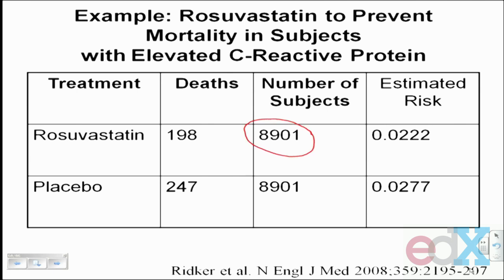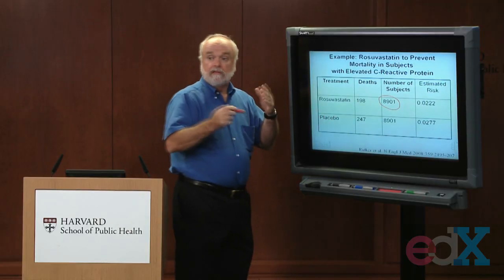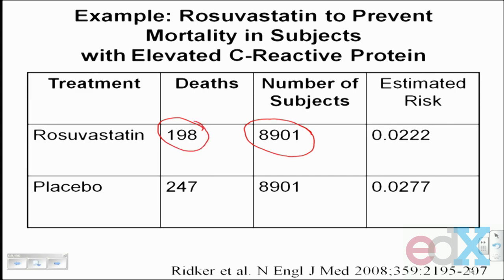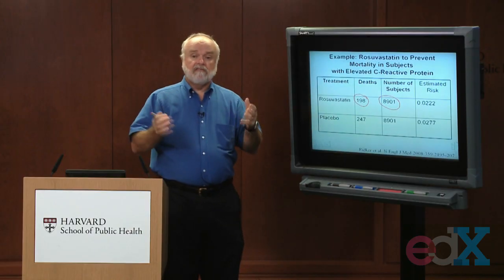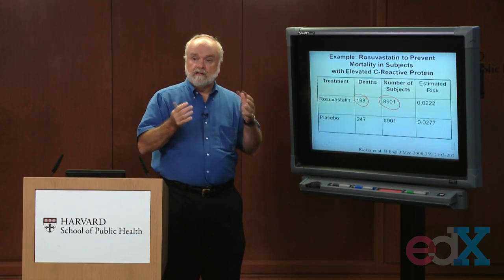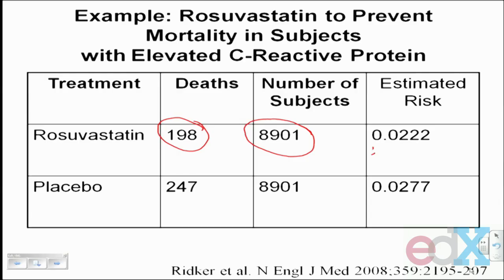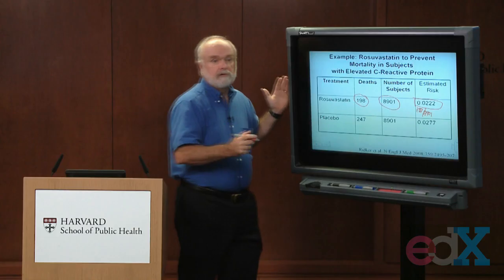8,901 people were randomized to receive the statin, and during the time of follow-up, 198 of them died. So what's the estimated risk? What's the cumulative incidence of death among the people randomized to receive a statin? Well, it would be 198 divided by 8,901, which is 0.0222. 2% of them died.